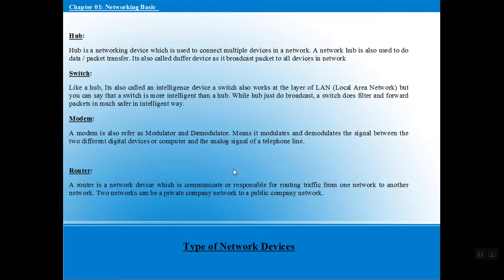Next, we have a modem. The modem is used to translate your analog signal to digital and digital to analog. It can be defined by the words modulator and demodulator. And we have a router. A router is for combining two different networks. Suppose you have a network A and B, how do they communicate with each other? To provide communication between these two networks, we use a router.